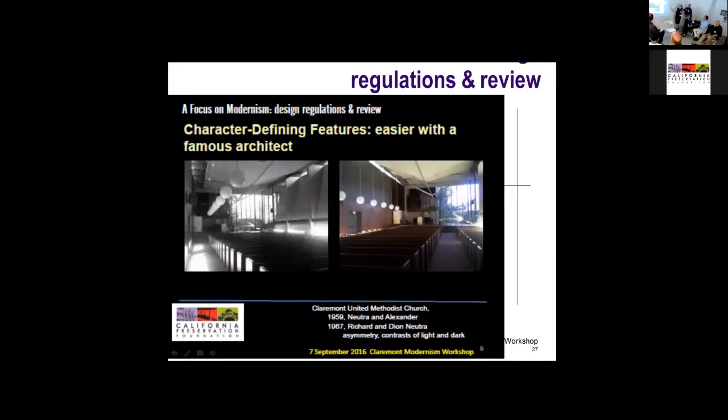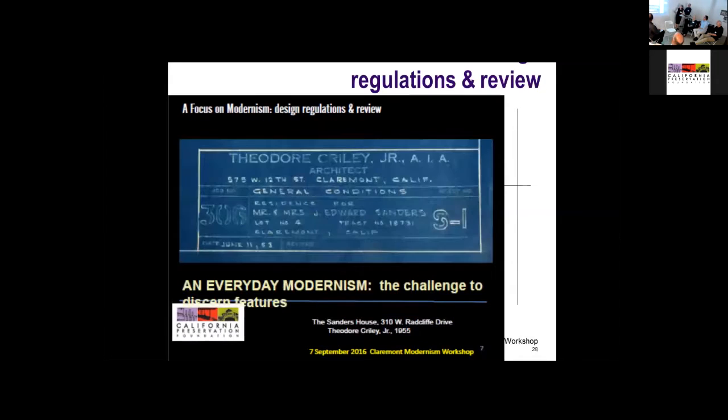And here, of course, is the Claremont Methodist Church, another example of very well-known character-defining features in Neutra, which is the use of asymmetry and the very gestalt contrast between light and dark. So let's get to the problem, which is everyday modernism.